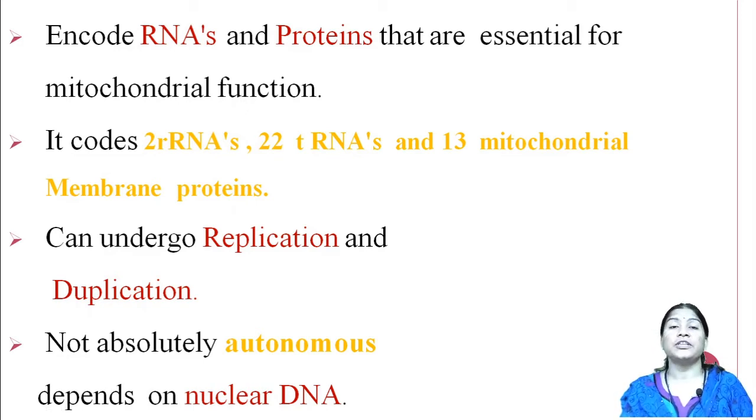It codes 2 rRNAs and 22 tRNAs. rRNA means ribosomal RNA. tRNA means transfer RNA. We know that RNA has three types: ribosomal RNA, transfer RNA and messenger RNA. So, the mitochondrial DNA codes for ribosomal RNAs, 22 transfer RNAs and 13 mitochondrial membrane proteins.